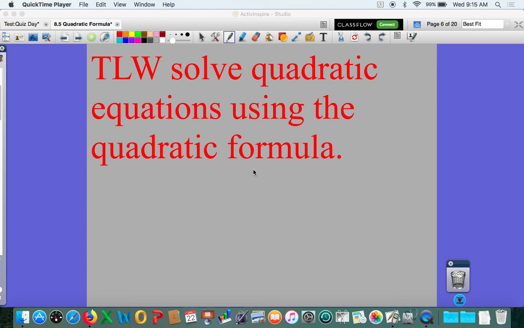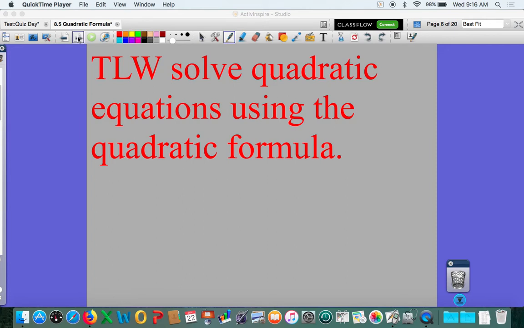All right, today we're going to talk about and learn about solving equations using the quadratic formula. Solving equations using the quadratic formula does the same thing as solving by factoring, but this time we can solve and get solutions to problems that are not able to be factored.